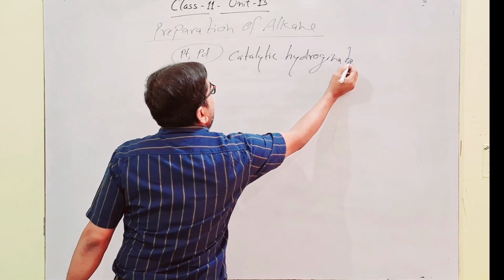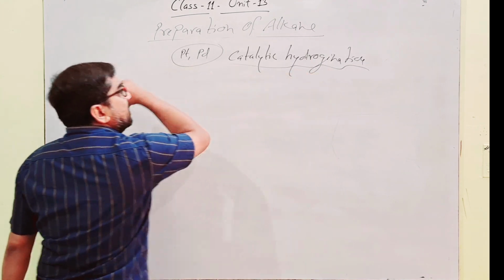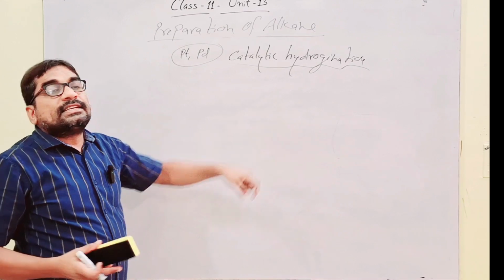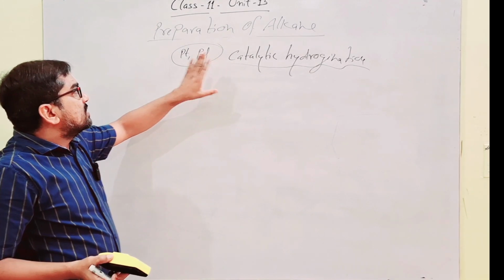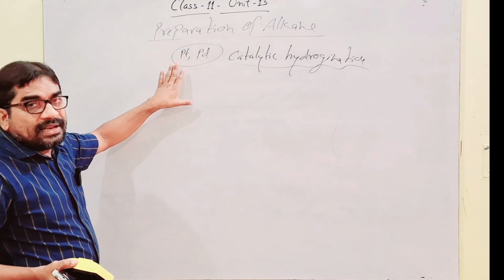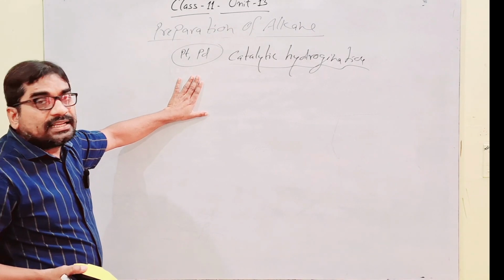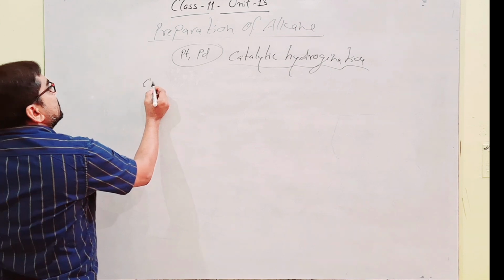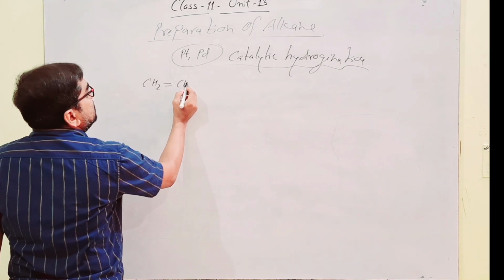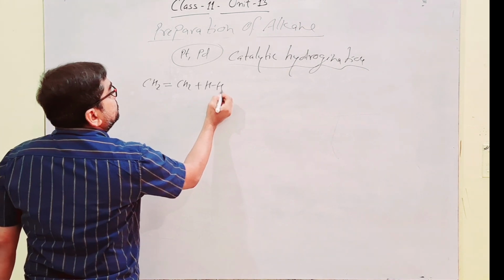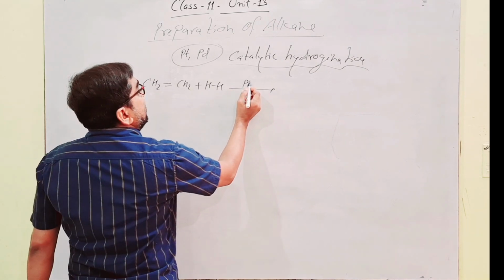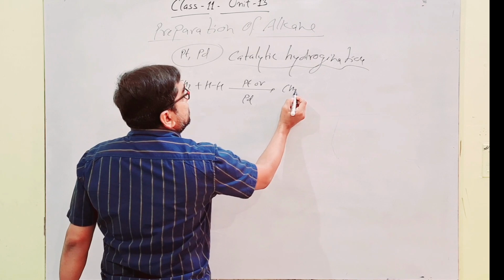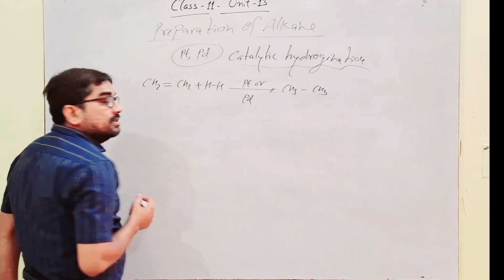Hydrogenation, addition of hydrogen, is a category of reduction reaction where hydrogen reduces the alkene and alkyne. Since the catalysts used are palladium or platinum, it is called catalytic hydrogenation. Like CH2=CH2 is now reduced in the presence of platinum or palladium, with formation of CH3-CH3.